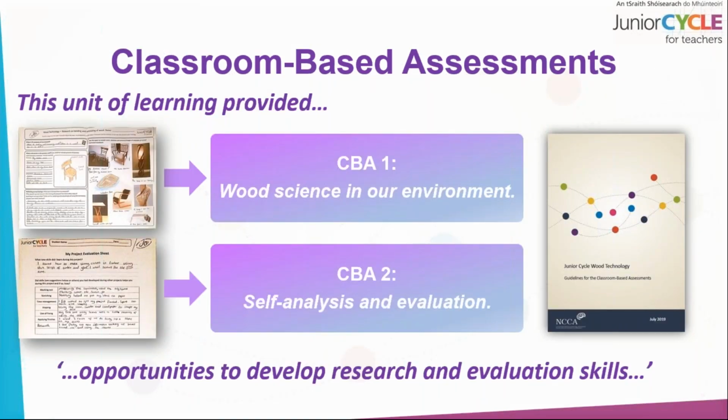Equally, the slide on your screen now just outlines where this particular unit aligns with certain aspects of CBA1 and CBA2. So we can see there that there was a research element in the task where they captured primary research and so on, which would have a direct link to a skill set maybe for CBA1. And likewise, there were a number of self-analysis and evaluation moments throughout the unit that would align themselves with a skill set for CBA2.